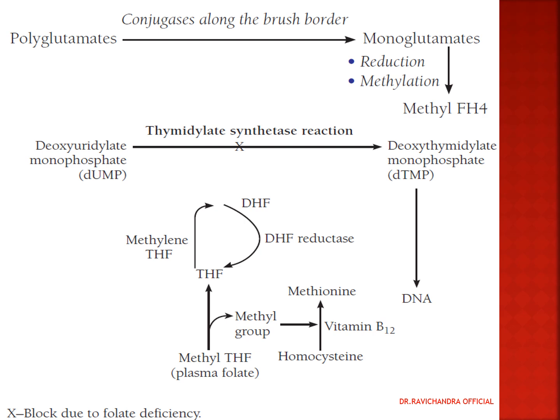The polyglutamates, with the help of conjugases, are converted to monoglutamates and further converted to methyl tetrahydrofolate with the help of reduction reactions and methylation. The dUMP has to be converted to dTMP to form DNA. So the thymidylate synthetase reaction is involved, which is blocked when there is folate deficiency.